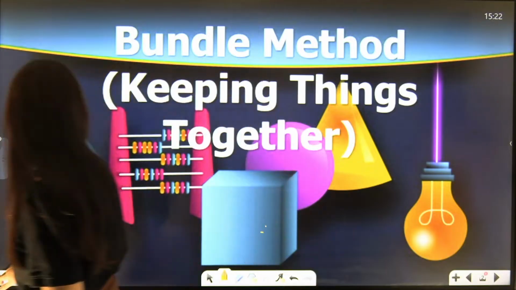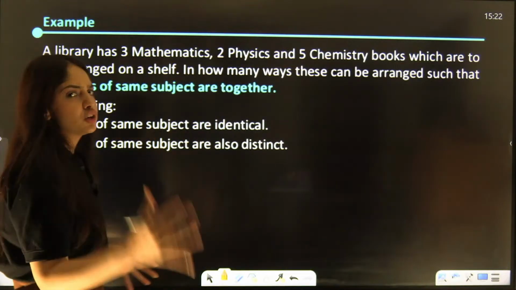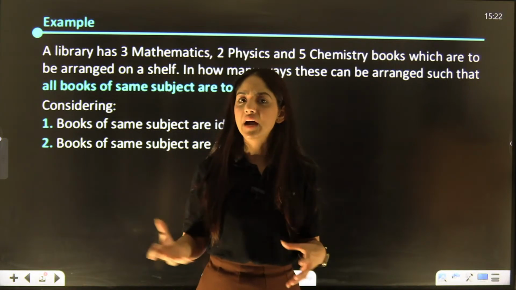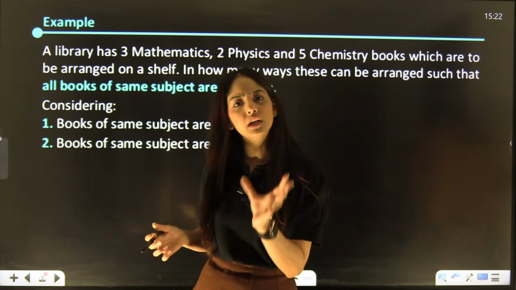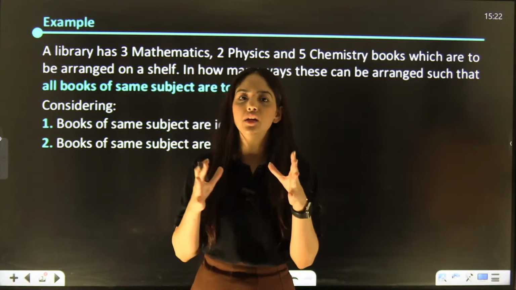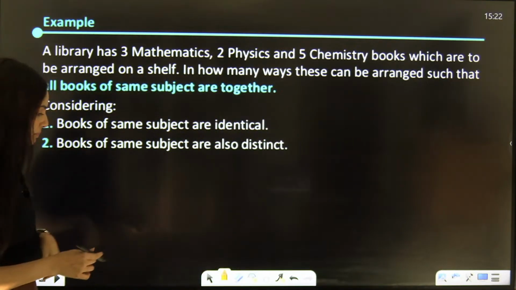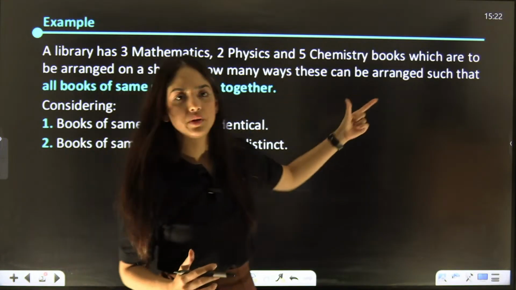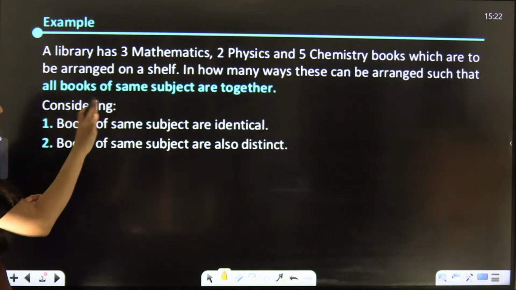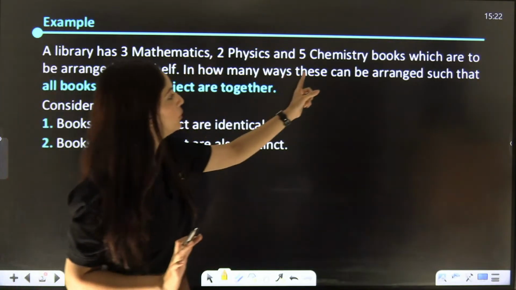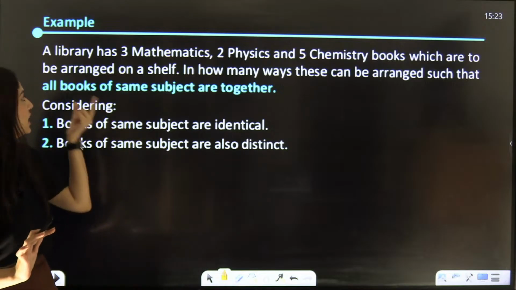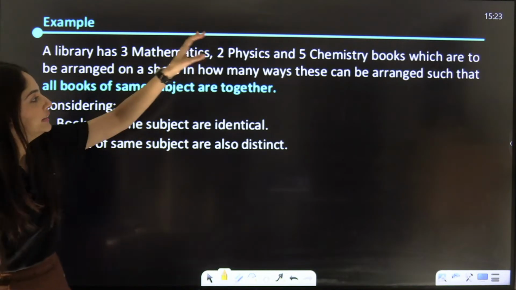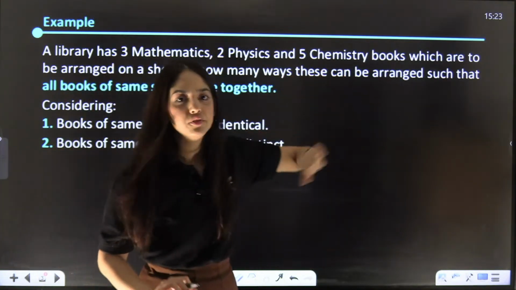Alright. First of all, we're going to start with the bundle method. Bundle, as I mentioned, means certain objects have to stay together. Let's take a look at this example. A library has 3 mathematics, 2 physics and 5 chemistry books, which are to be arranged on a shelf. In how many ways can these be arranged such that all books of the same subject are together? These 3 stay together, these 2 stay together, and these 5 stay together.